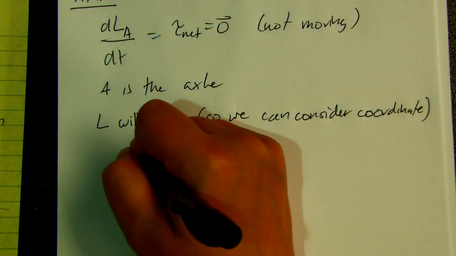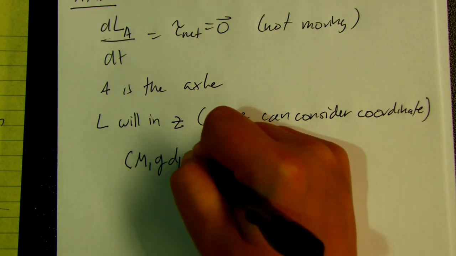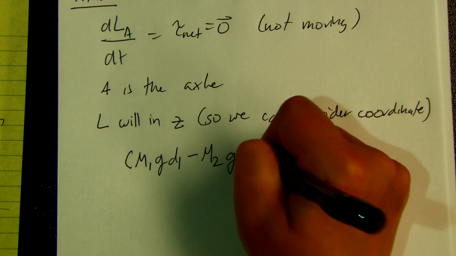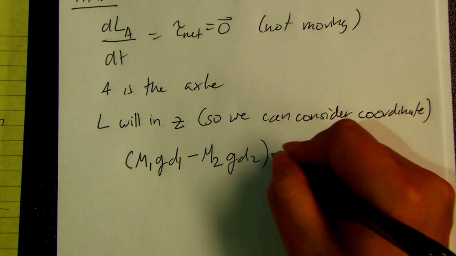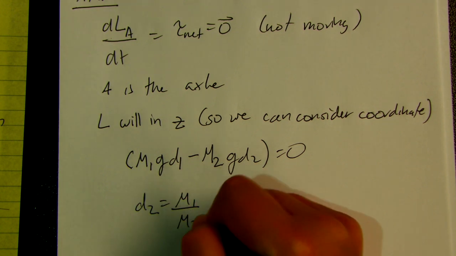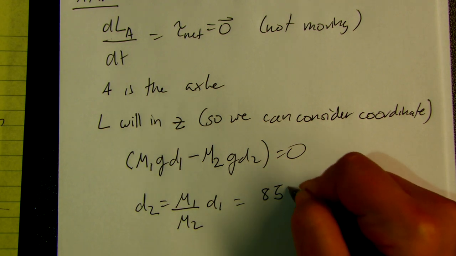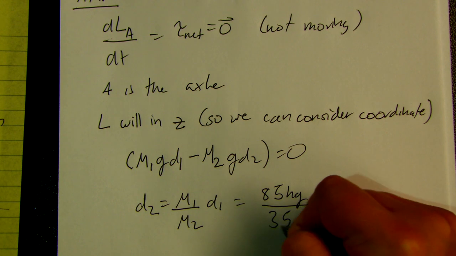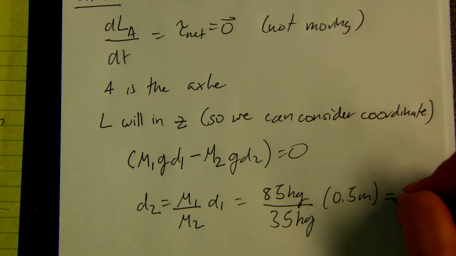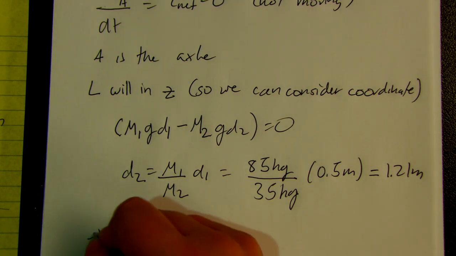Okay, so the Z coordinate, which you've either gotten using the IJK method or just memorized the formula, is m1 g d1 minus m2 g d2 equal to 0. Therefore, d2 is equal to m1 over m2 times d1, which is equal to 85 kilograms over 35 kilograms times 0.5 meters, which is equal to 1.21 meters. Rather large seesaw. By the way, this is another example of statics.